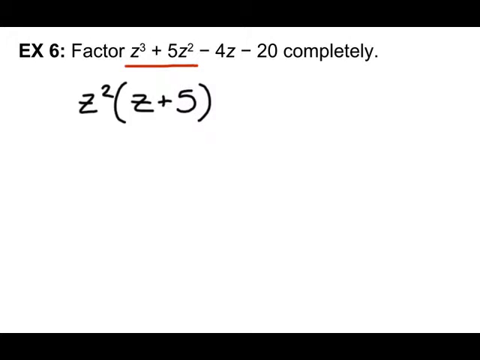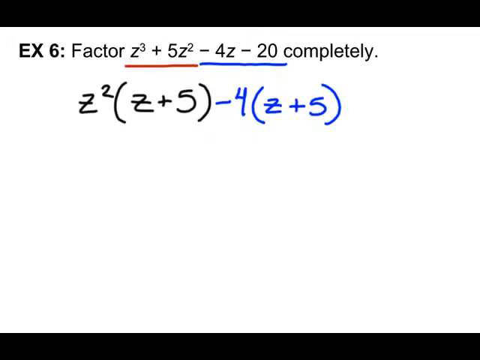Now the second 2 terms, we do the exact same process with carrying down the sign in between the 2. So since it's a subtraction sign, I'm going to put a subtraction sign. 4z and 20 are both divisible by a 4, so I'm going to divide by a 4. So negative 4z divided by negative 4 is positive 1z. Negative 20 divided by negative 4 is positive 5.